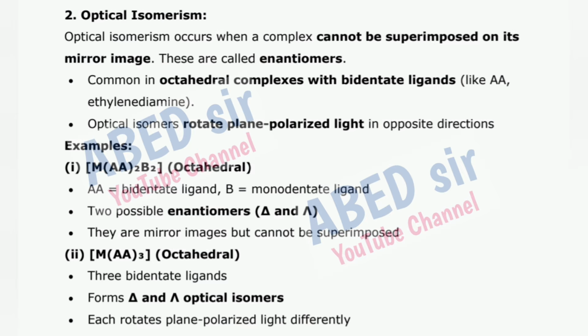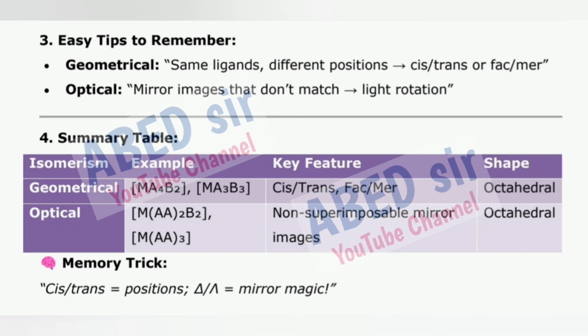2. M(AA)3, octahedral. 3 bidentate ligands. Forms delta and lambda optical isomers. Each rotates plane polarized light differently. 3 easy tips to remember. Geometrical: same ligands, different positions, cis trans or FAC MER. Optical: mirror images that don't match, light rotation.